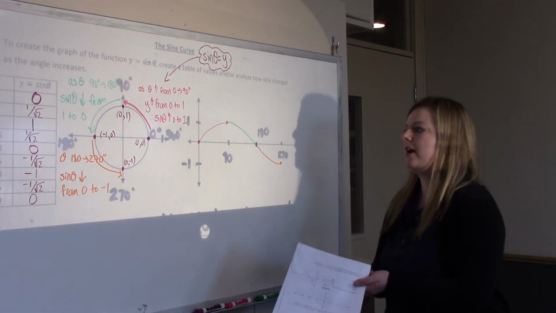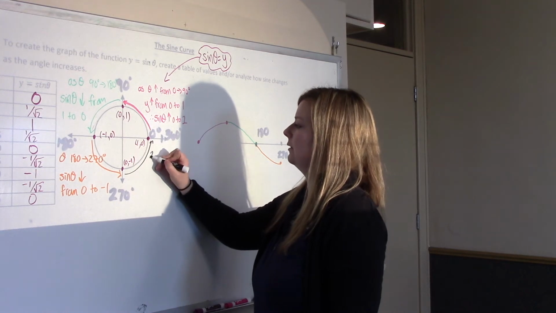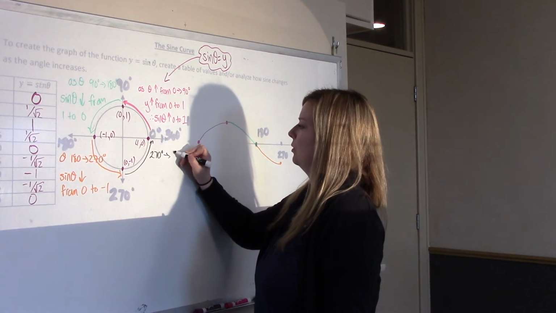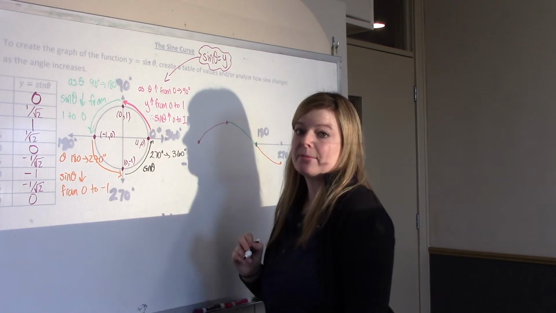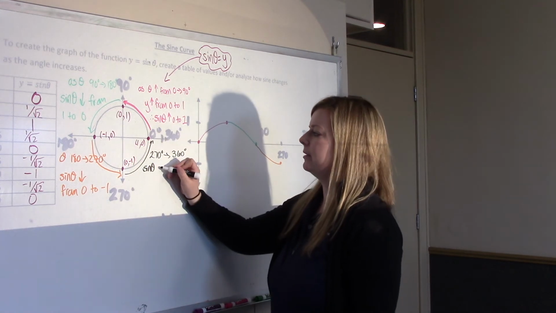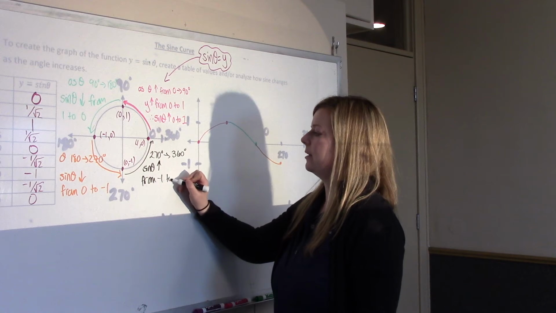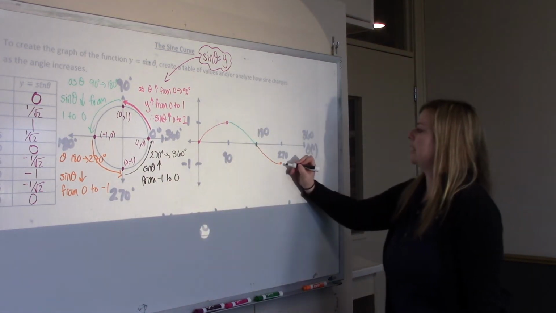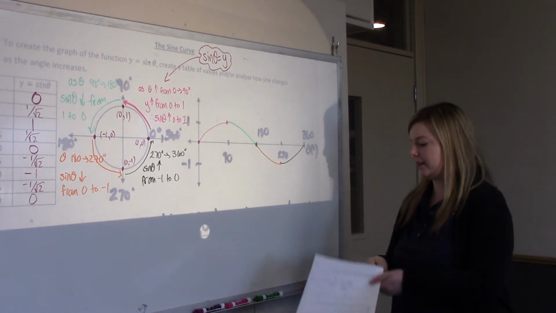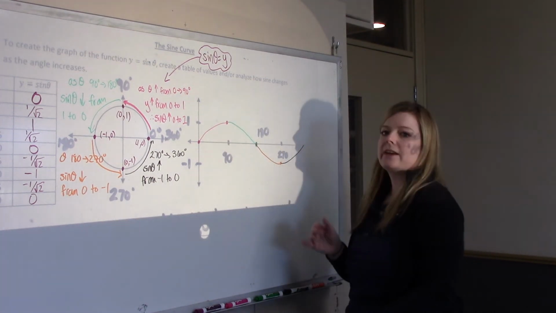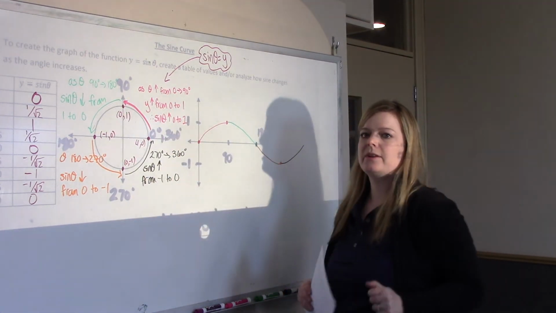And then finally, our last section, from 270 to 360, sine theta, which again, remember, is the same as y, is going up, increasing from -1 to 0. So now we're going up. Those are our 4 sections of a sine curve. This is one cycle of a sine curve because it represents one trip around the unit circle.